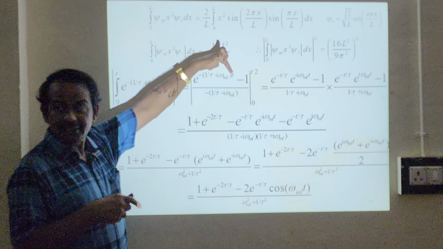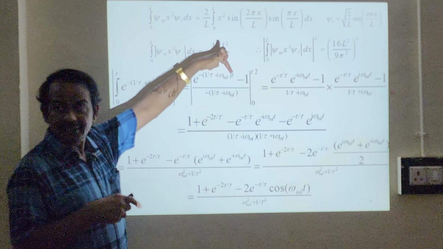So now we are going to apply the limit. When you apply the limit t tends to infinity, that means for the central peak omega tends to 0. So the numerator in that expression will become 1. Denominator alone will give the answer. So numerator will become 1 and denominator will be omega squared ml plus 1 by tau squared, to the power minus 1. We are going to substitute for omega ml.